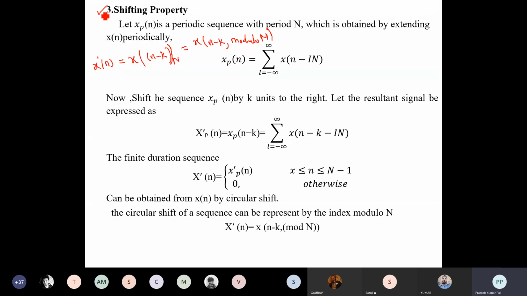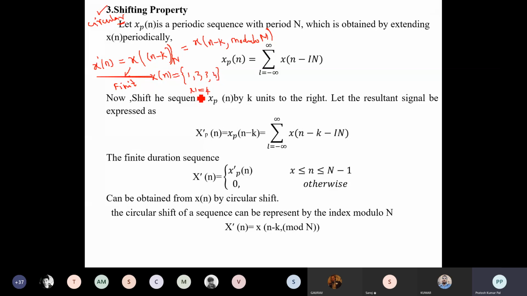Okay, so this shifting is basically what we call the circular shifting property. Circular shifting is like this: x of n, in case of DFT calculation, should always be finite. Suppose we take an example x of n as 1 2 3 4. So it has 4 samples, that is N is equal to 4, 4 points are there.